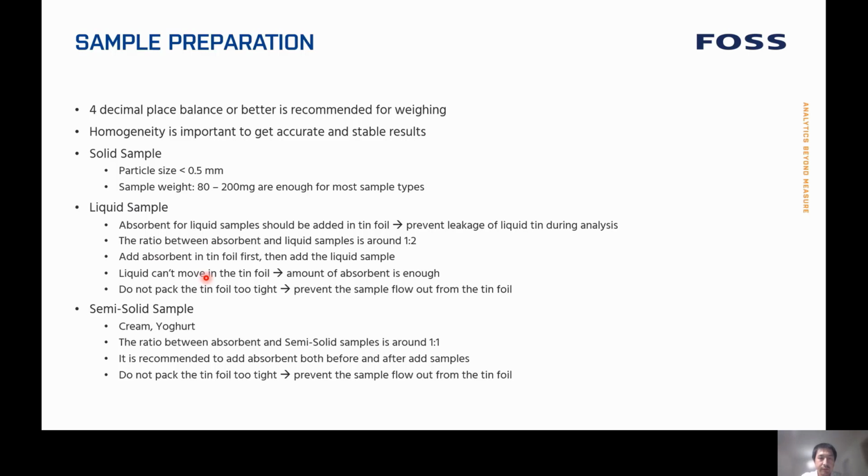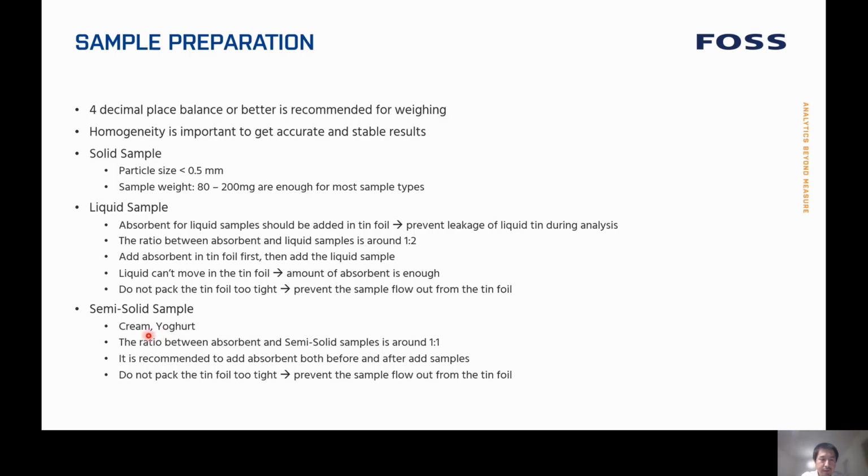Usually when you pack the tin foil, you just close it and press it with some tools or with your hands, with fingers. But if you press too much, the liquid sample will just flow out from the tin foil. So just do not pack it too much. And if you handle a semi-solid sample like cream or yogurt, we have a different recommendation for the ratio between the absorbent and the sample. It's 1:1. So if you have 100 milligram cream, then you have 100 milligram absorbent.